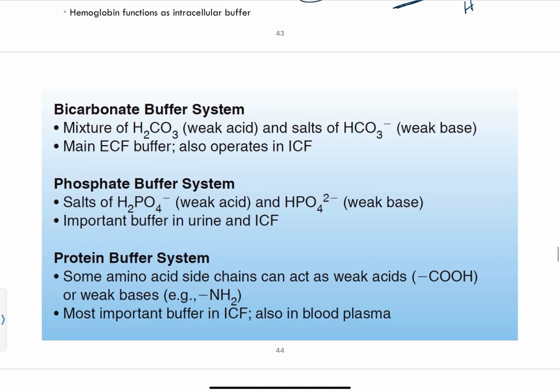Okay, so this is a really good overview slide. I also meant to point out you should understand where these buffer systems are primarily working. This is our main extracellular fluid buffer, the carbonic acid bicarbonate buffer system. Remember, we make the bicarbonate ion inside cells, but then we shuttle it outside immediately. If we're talking about the phosphate buffer system, why would we use this one versus bicarbonate? Because we find a lot of these products in our urine as well as our intracellular fluid. Proteins are going to be the most important one in the intracellular fluid, as well as the blood plasma, because this is where the bulk of the proteins are located.